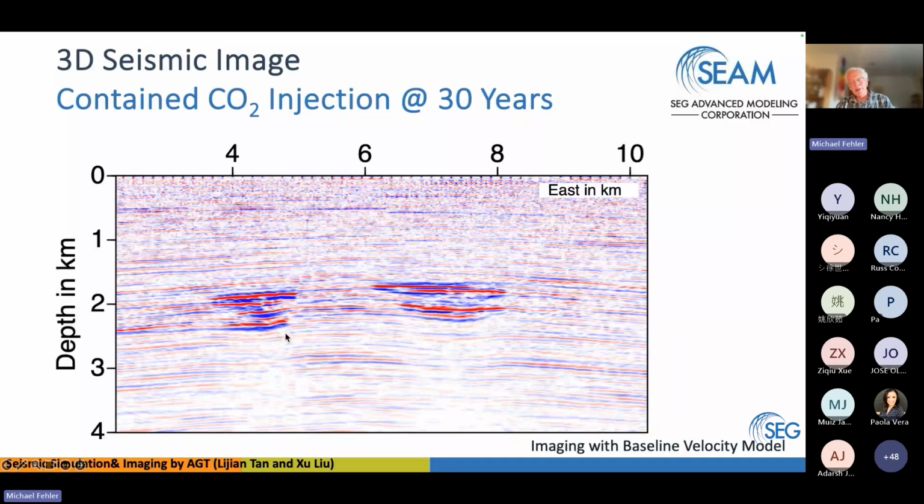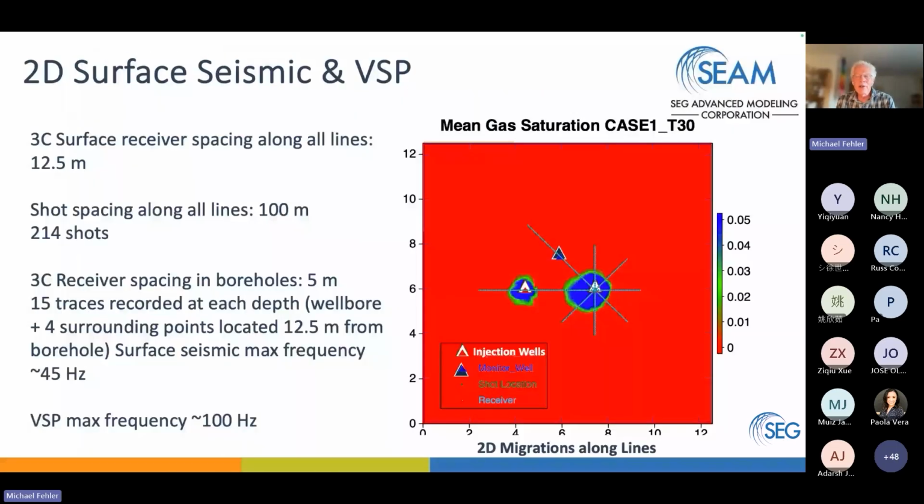But you see we get a pretty good model or image of that, and it's certainly unrealistically good. This is a schematic just to show we did 2D simulation, which is really 3D simulation using lines of sources and lines of receivers. The lines here show the sources and receiver positions along those lines. We also collected VSP data.